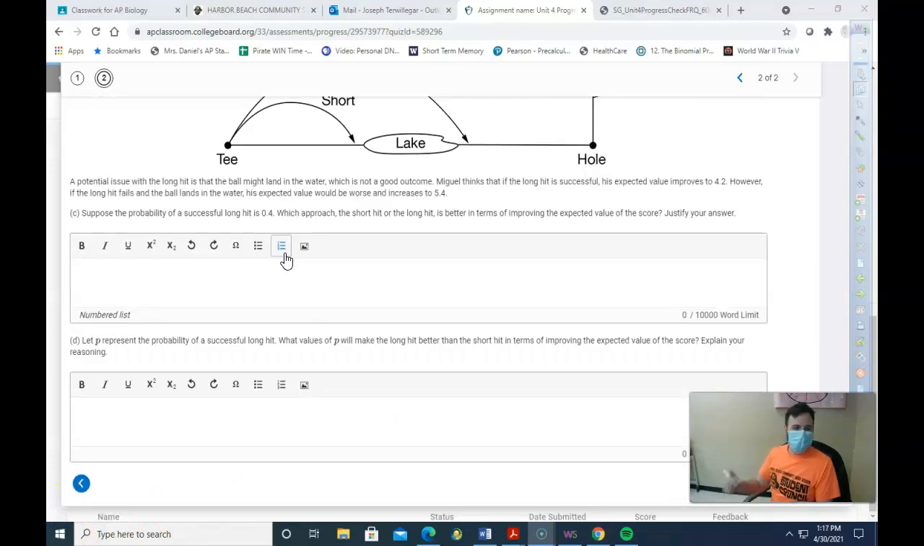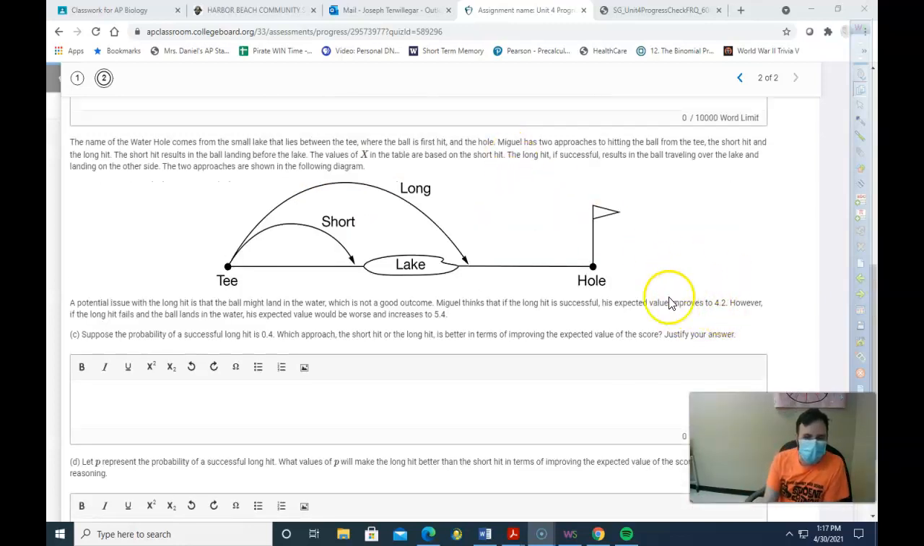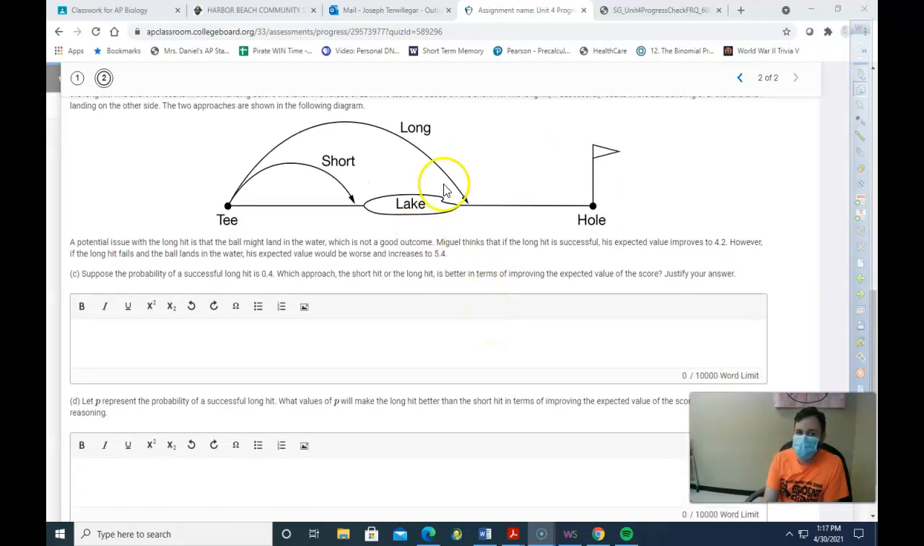All right. So let's say he found out that if he hits the ball short, his expected score is 4.2. Unless, wait, no. If he tries to hit it long and it's successful, he gets a 4.2. However, if it lands in the water, he gets a 5.4. He finds out that 40% of the time he hits it past the lake without going in the water.